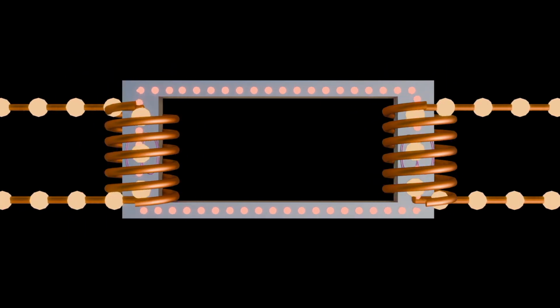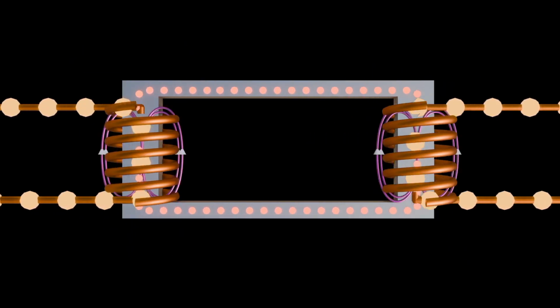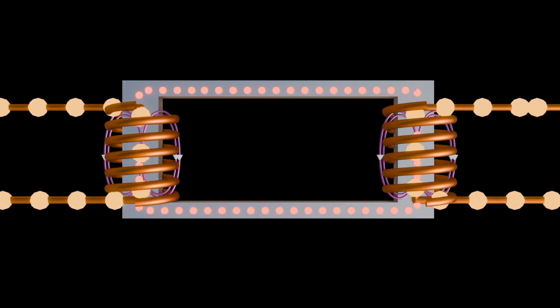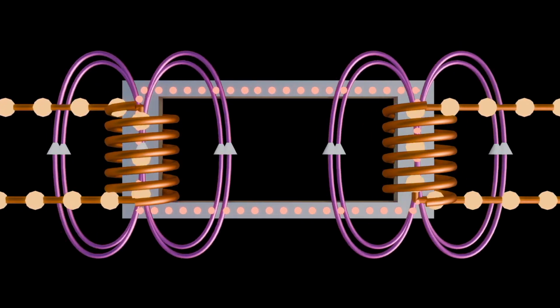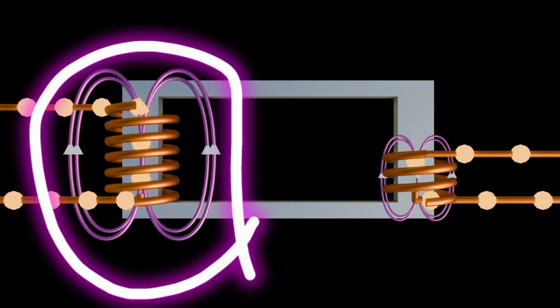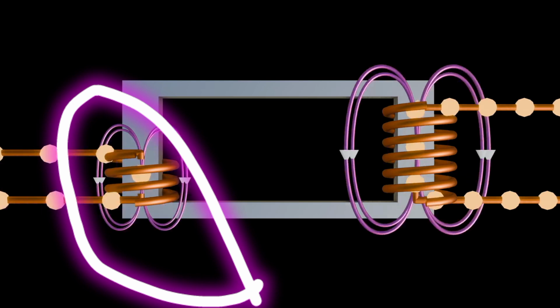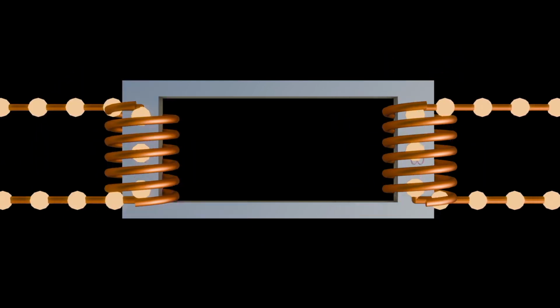Also, the turns ratio between the primary and secondary coils determines whether the transformer steps up or steps down the input voltage. If the secondary coil has more turns than the primary winding, then the transformer is a step-up transformer. Conversely, if the secondary coil has fewer turns than the primary coil, then the transformer is a step-down transformer.